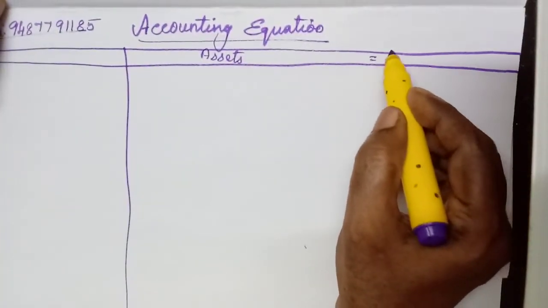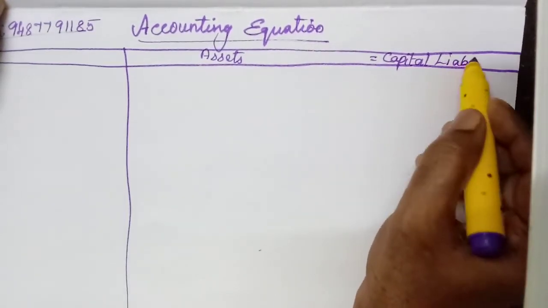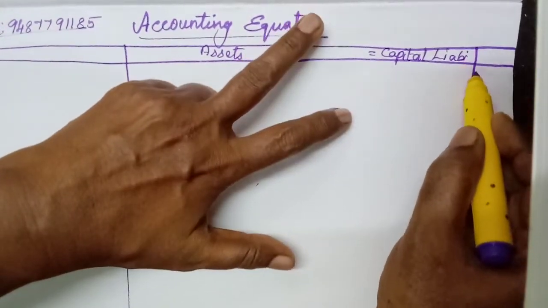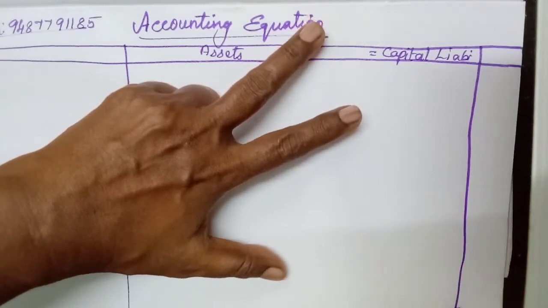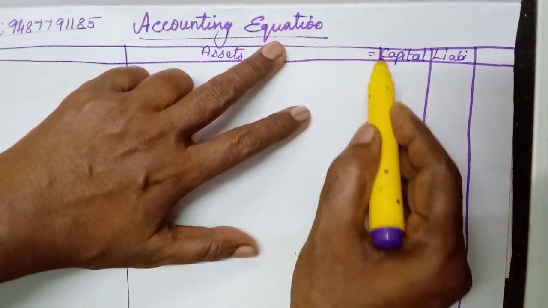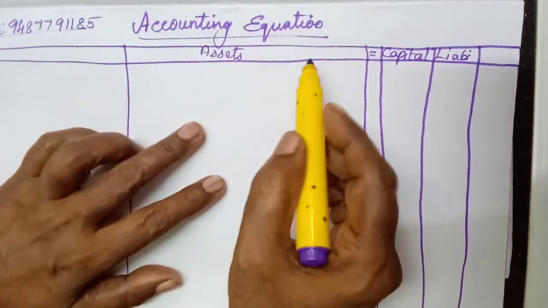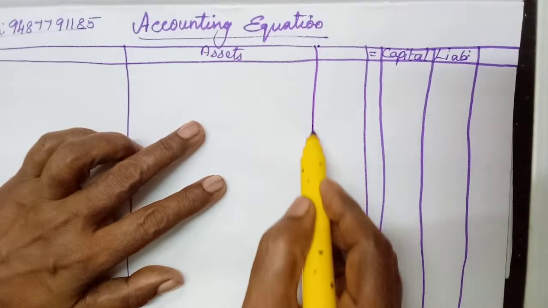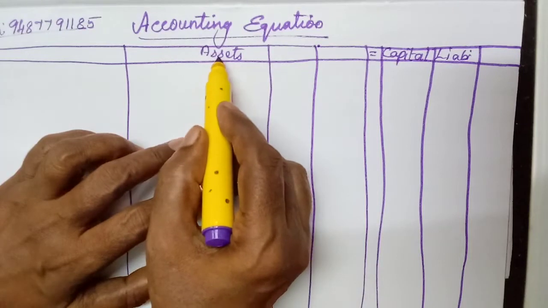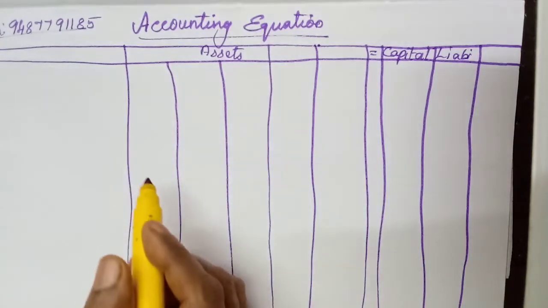Capital, liabilities, one more column. Okay, you have to leave. Suppose any item comes, we can write. If an extra column is there, you don't worry, you leave it as it is. Capital, then equal to, then assets. Okay, 4 or 5. 1, 2, 3, 4, 5.